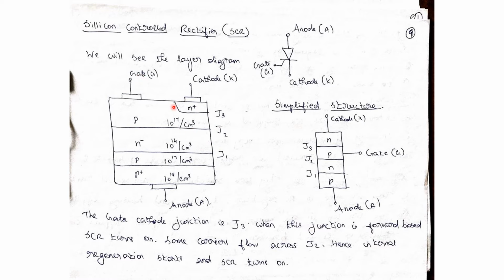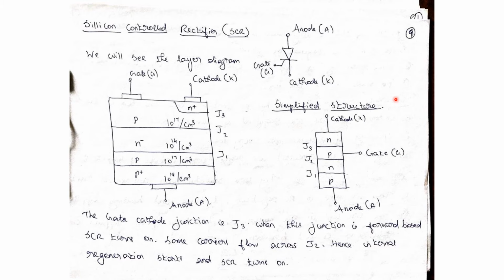Here, gate and cathode are there. Anode is connected here. There are three junctions, J1, J2, J3. Here, I have shown you the simplified structure of the SCR, that is anode, gate, cathode. There are three junctions. They are J1, J2, J3.